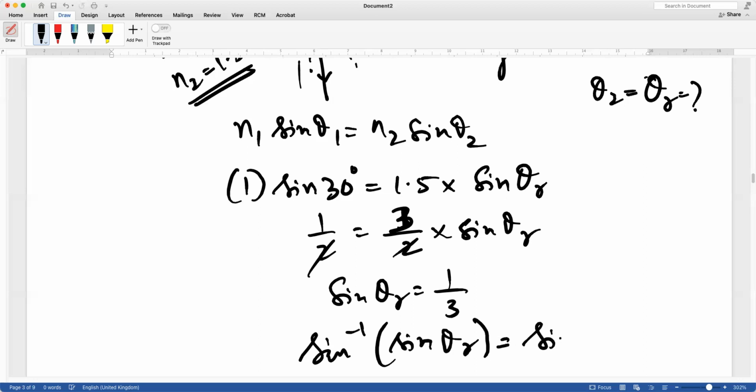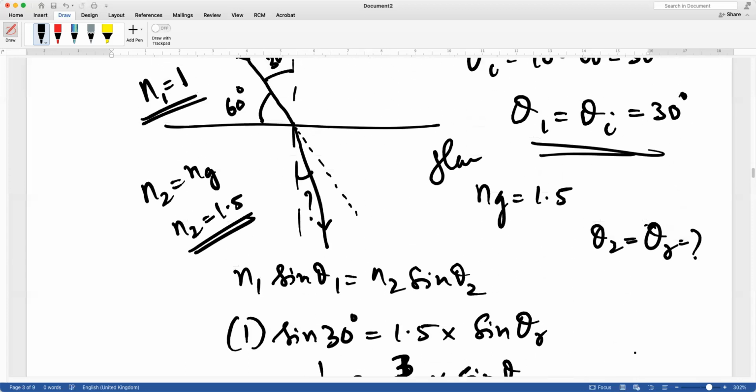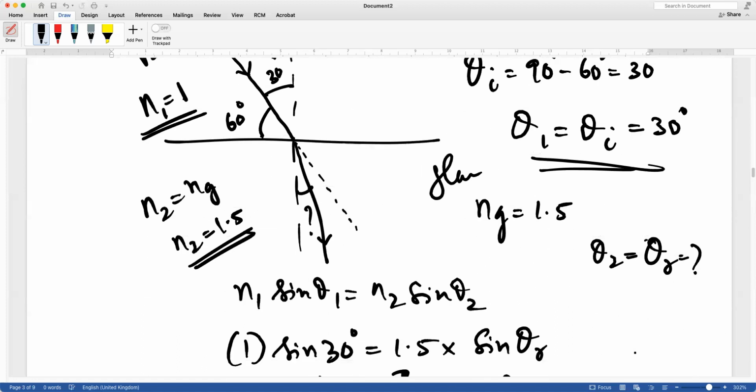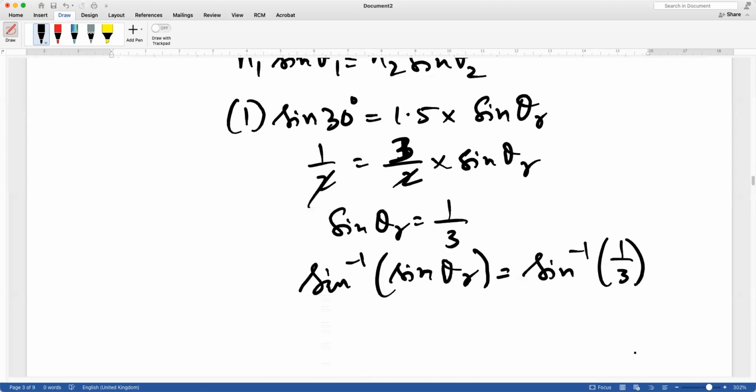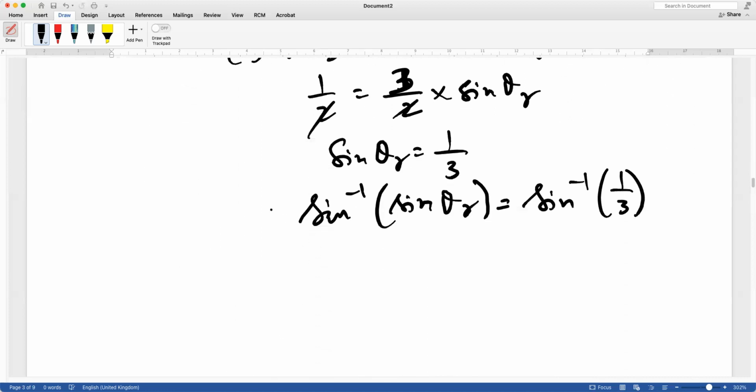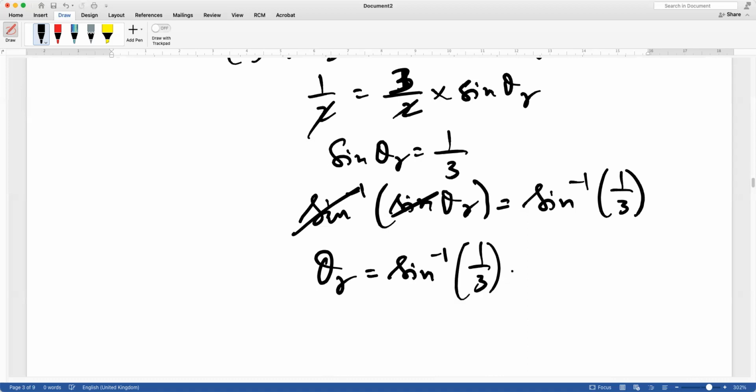Then the sine will cancel on one side, and we need to use the calculator to find it. The mode should be in degrees because they started the whole problem in degrees. If the problem is in radians, you should give the final answer in radians. We did this purposefully to cancel the sine inverse and the sine. So theta R will be equal to sine inverse of 1 over 3. Can you plug it in and give me the value? Yeah, 1 second.